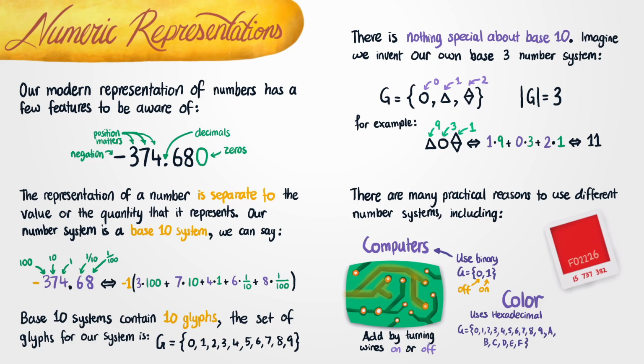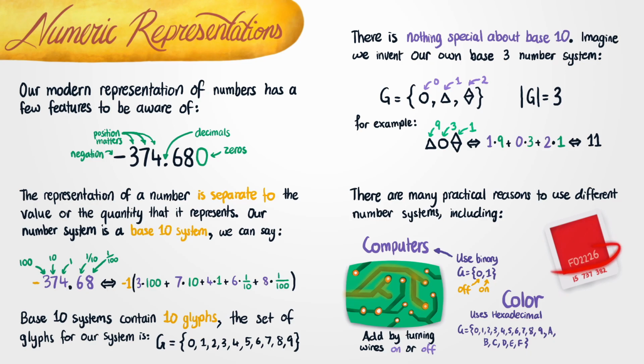So to keep things familiar, generally we use the letters A, B, C, D, E, and F to actually represent the missing glyphs. Again, this is a base 16 number system because the cardinality of the glyph set is actually 16. There are actually 16 digits that you can use.